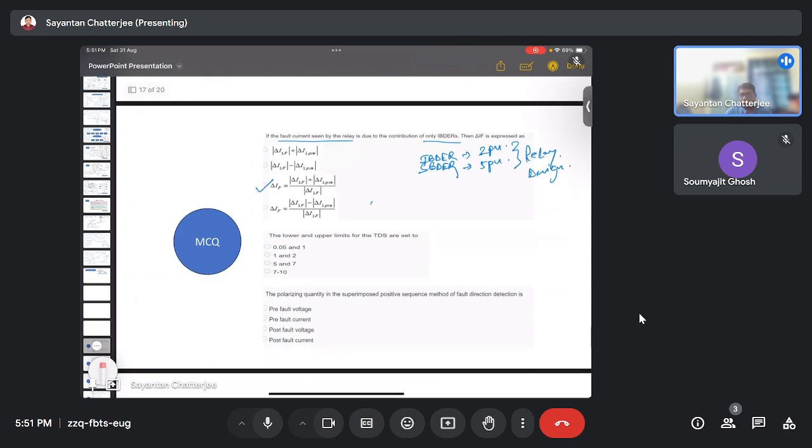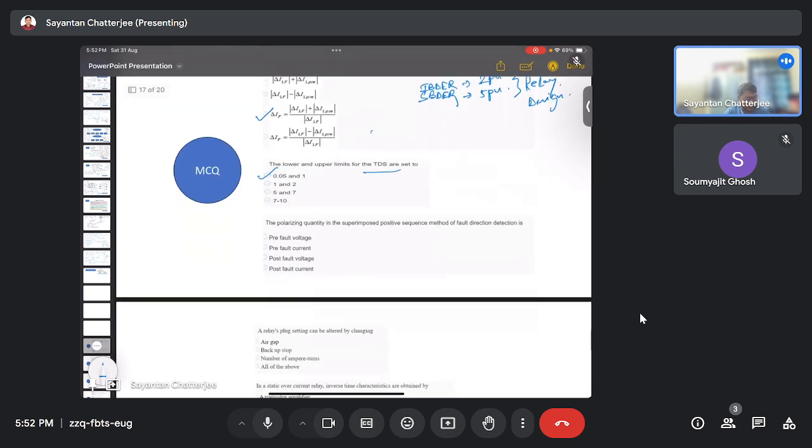And the lower and upper limit for the TDS time delay settings are set to which value? Lower and upper limit. It is 0.505 to 1. This is the lower and upper limits of the TDS.